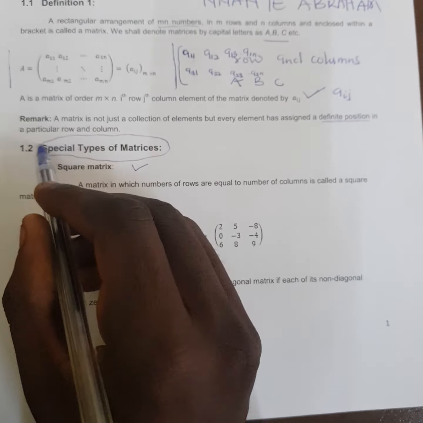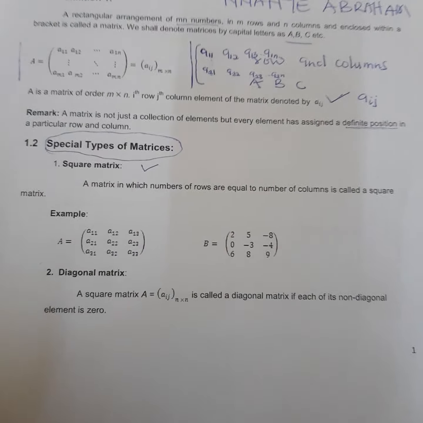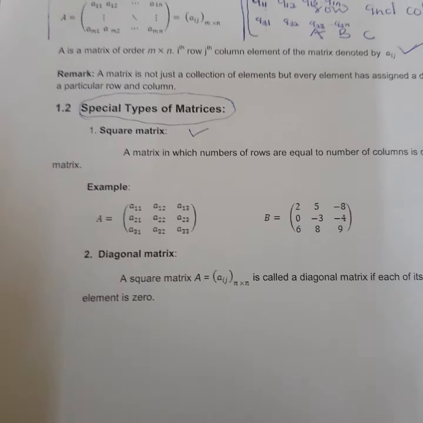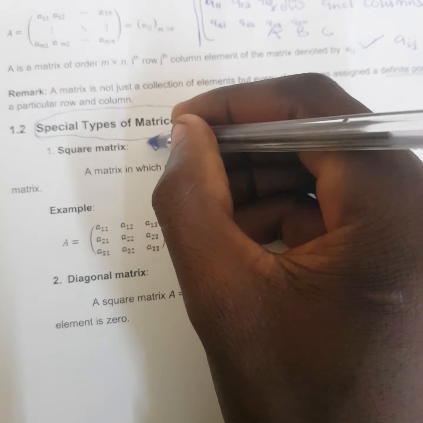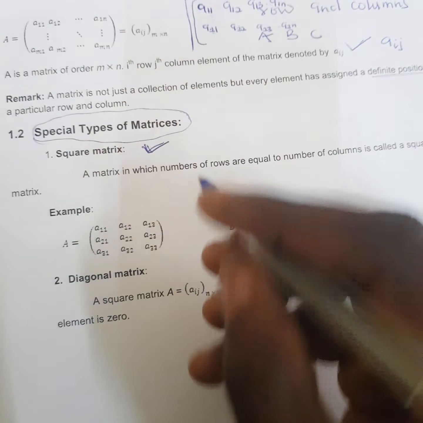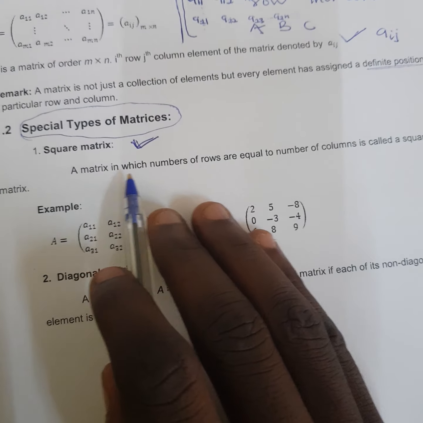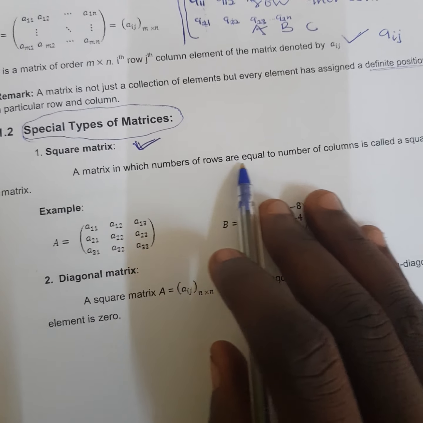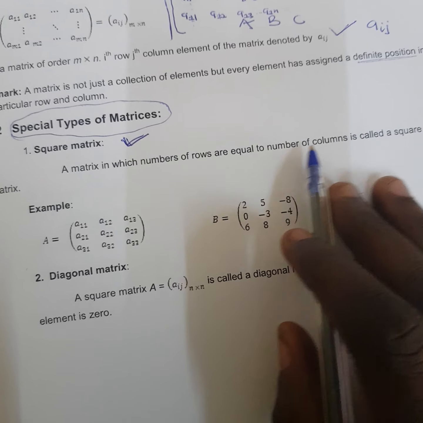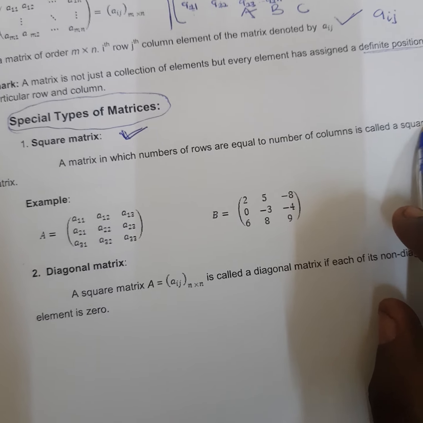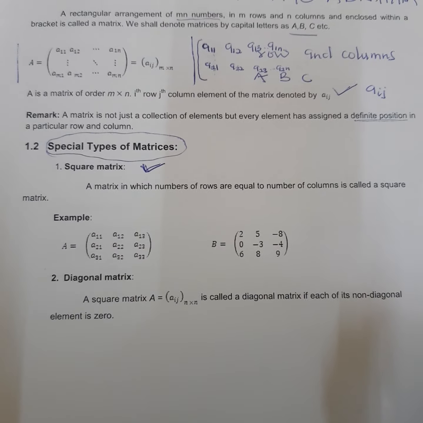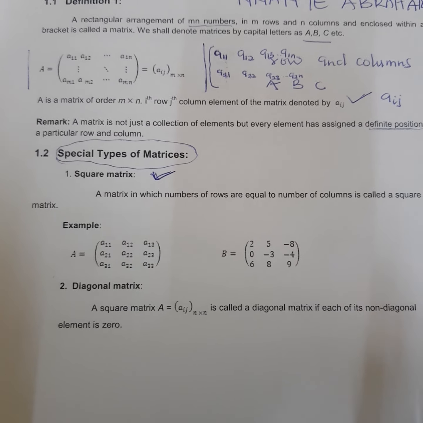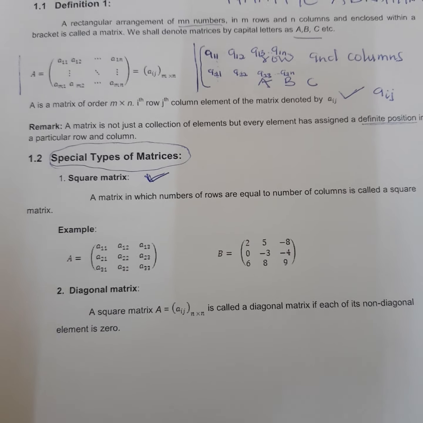Now we want to continue by looking at some special types of matrices. The first one we want to look at is the square matrix. It says a matrix in which the number of rows is equal to the number of columns is called a square matrix. So when the number of rows is equal to the number of columns, then we say that it is a square matrix.